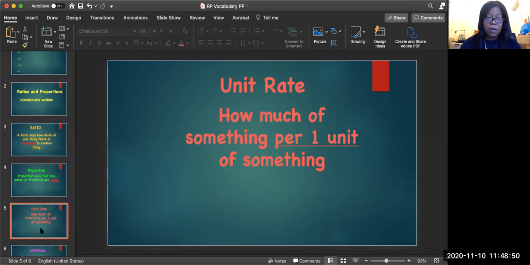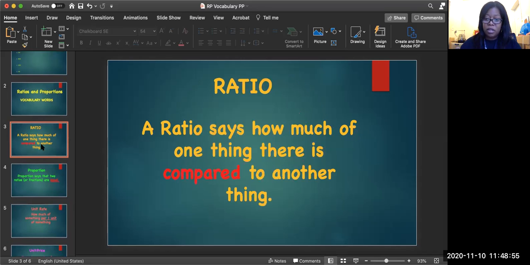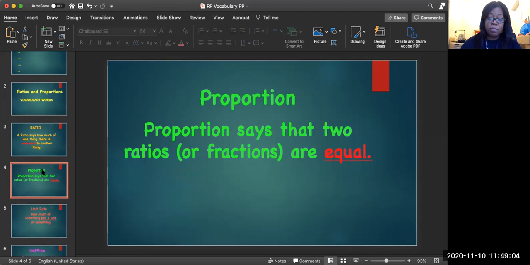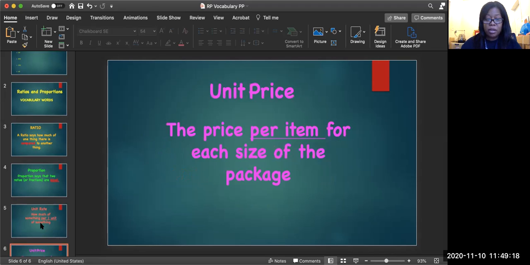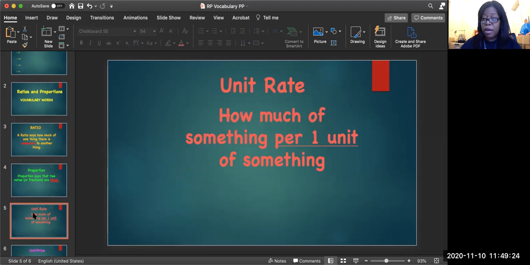Okay. So, again, our vocabulary words are ratio, which says how much of one thing there is compared to another. The key word to remember from ratio is compared. Next, we have proportion, which says that two ratios or fractions are equal. And so the key word for proportion is equal. And then we have unit rate and unit price. The key words for unit rate and unit price are per item or per one unit. All right. So that's your vocabulary.